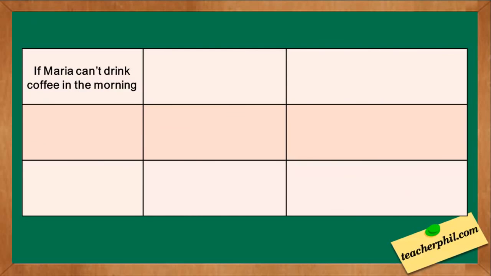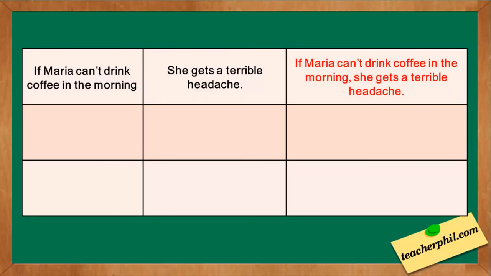The third one, if Maria can drink coffee in the morning, she gets a terrible headache. The answer is, if Maria can't drink coffee in the morning, she gets a terrible headache. The if clause and the result clause are already in the present simple, so we don't need to change it.